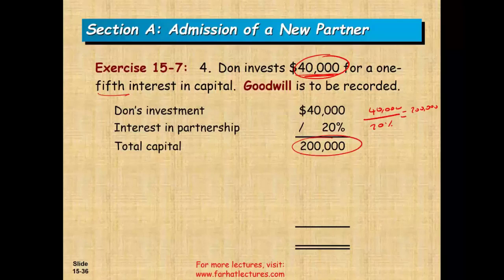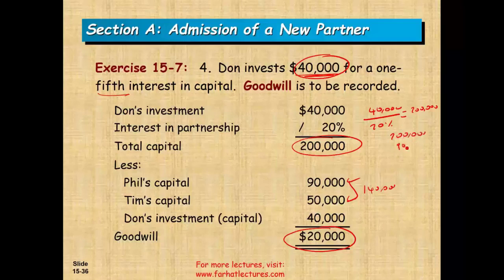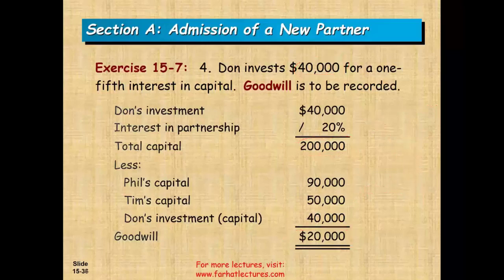Now we can compute this. Phil's account is 90. Tim's account is 50. 90 plus 50 equals 140. Plus, we're going to give Don 40. So what's left is the $20,000 goodwill, because it's supposed to be $200,000. Phil has a $90,000 balance, Tim $50,000, and we're giving Don only $40,000 because that's what we said. What's going to happen? We have $20,000 left, and that $20,000 is the goodwill. So let's go ahead and journalize the goodwill.